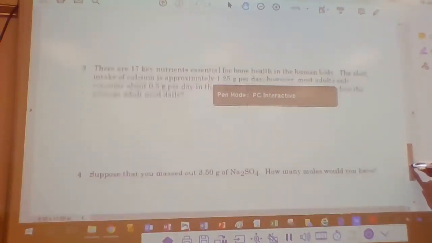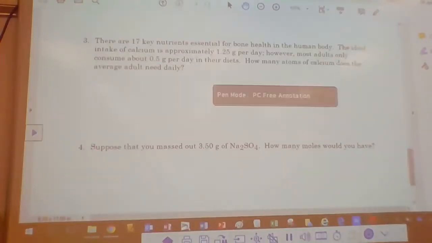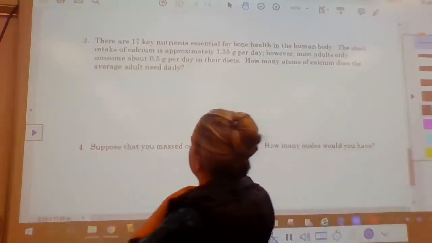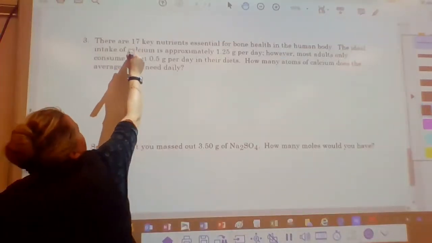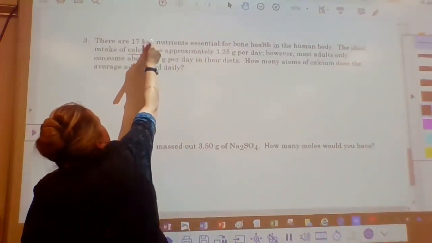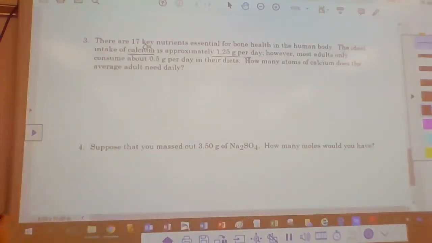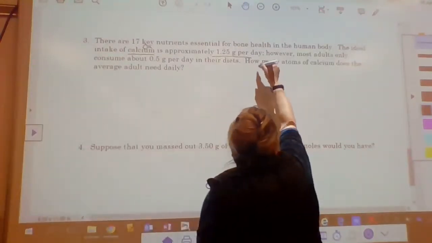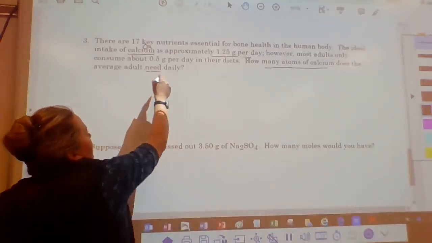Okay, so 3 and 4 are here. Let me see if I can get 3 and 4 and not be too high on my screen. Okay, here we go. So there are 17 key nutrients essential for bone health in the human body. Ideal intake of calcium, Ca, is 1.25 grams per day. However, most adults only consume about 0.5 grams in their diet. How many atoms of calcium does the average adult need? So how many do we need?